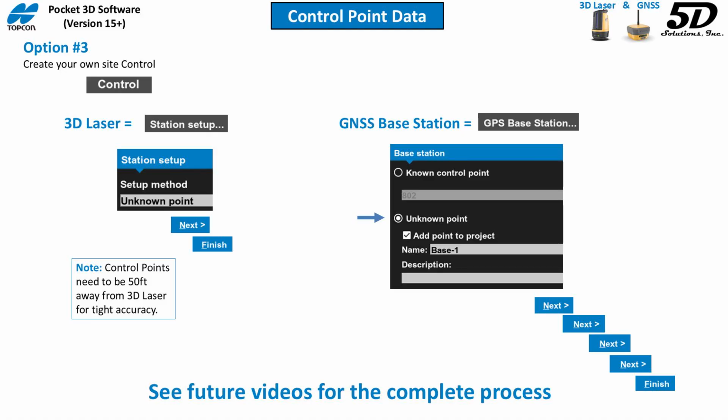Now proceed to Option 1 in this video to add a point using your own name and coordinates and measure one control point. We suggest adding additional control points through the Measure Topo function. Future videos will describe this complete process. The focus of this video was to add points to an existing project.